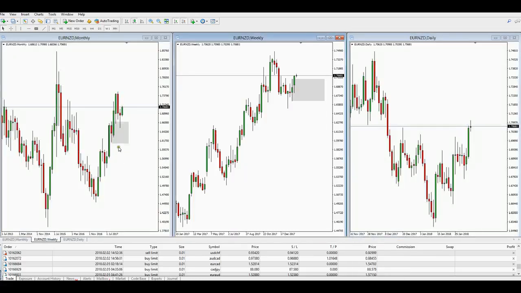Euro New Zealand already rolling over. Again, another reaction, so the daily's in sync. What I want to do though, when I've already reacted like this, I need to see the weekly in sync before I trade the daily.